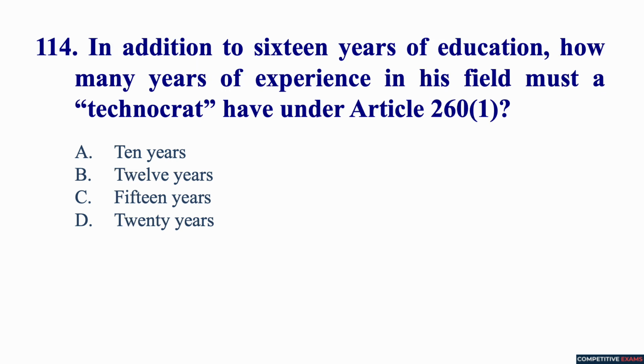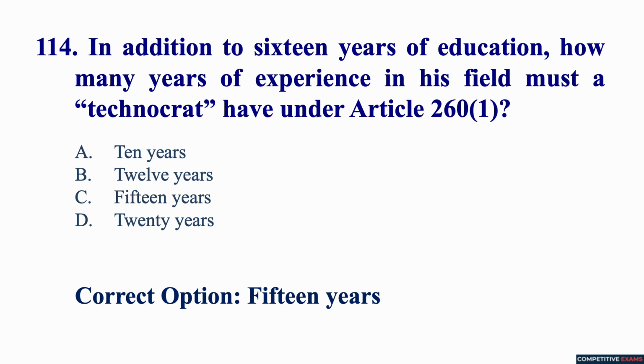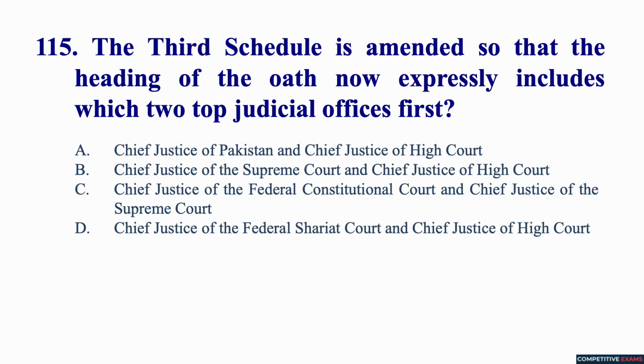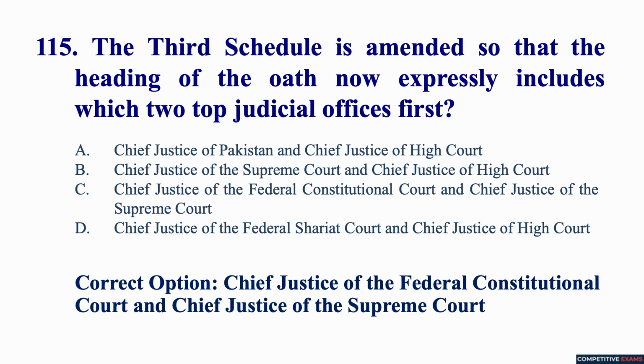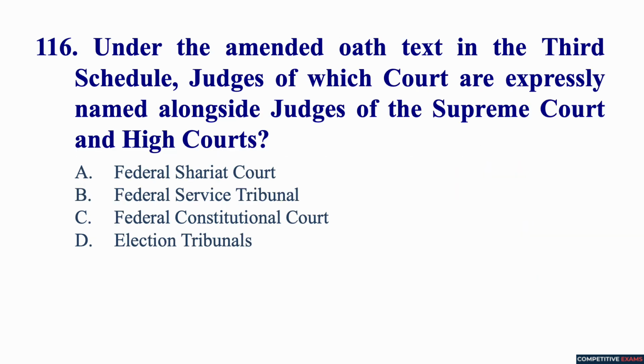In addition to 16 years of education, how many years of experience in his field must a technocrat have under Article 261? 15 years. The third schedule is amended so that the heading of the oath now expressly includes which two top judicial offices first? Chief Justice of the Federal Constitutional Court and Chief Justice of the Supreme Court.